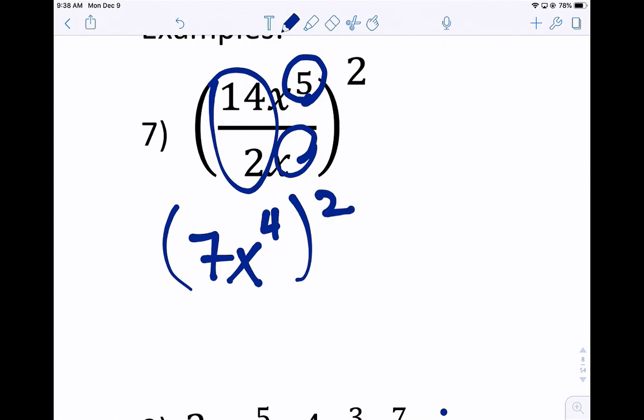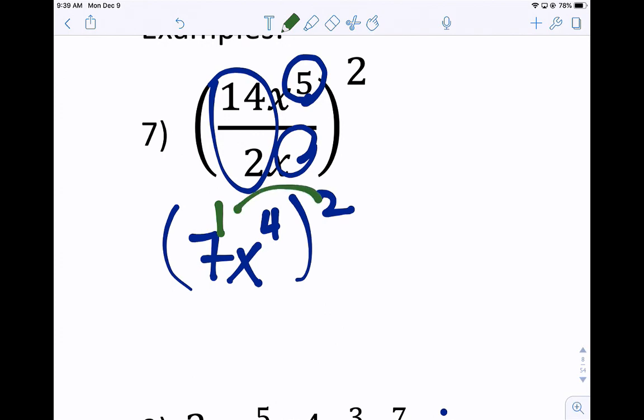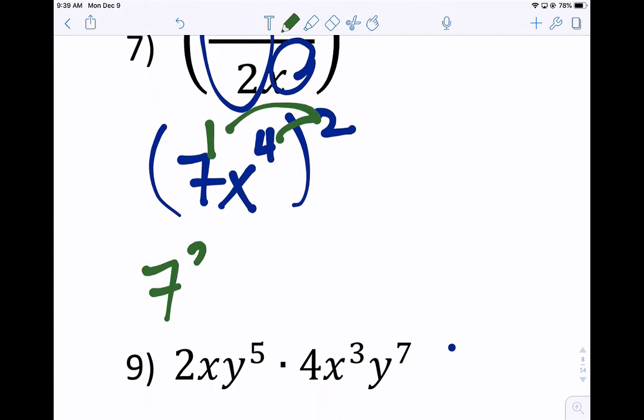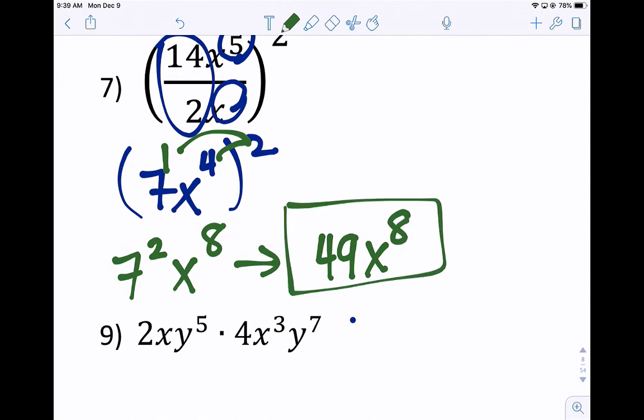All right, so do the inside first if possible, and then if it's a power to a power, we'll distribute to each of these exponents. So this is 7 squared, and then x to the 4 times 2, which is 8. 7 squared, we can go a step further. We know that's 49. So our final answer is 49x to the 8th.